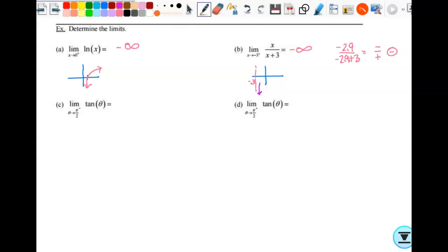Limit as x approaches pi halves from the left of the tangent of theta. Guess what you have to know? What the tangent of theta looks like. Yeah. So you got to be able to sketch that graph. That stuff's not going away. Okay, your tangent graph looks like this, right? But more than just the shape, you got to know where is pi halves in all this mess? On the vertical asymptote, absolutely. This is pi halves right here. So as we approach it from the left, what's our answer?